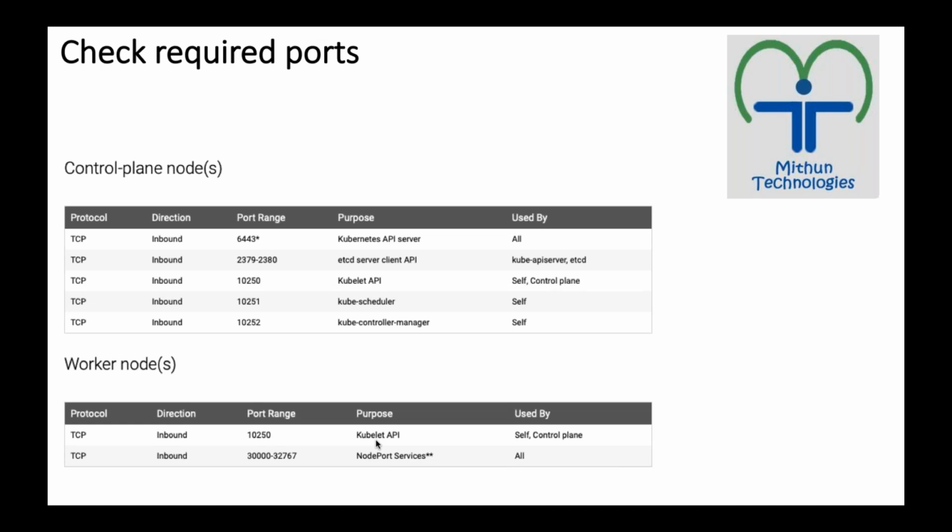So what is kubelet? We discussed it in the architecture. Kubelet is a primary node agent, the communication agent between your master and worker, your control plane and workers, right? It's a primary node agent. In the architecture we discussed, right? So we need to open all these ports.